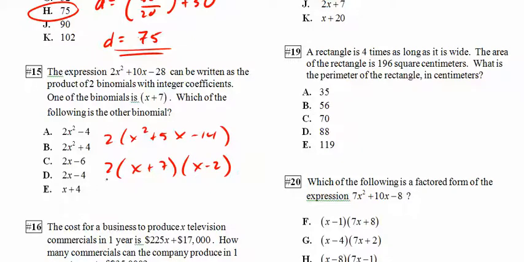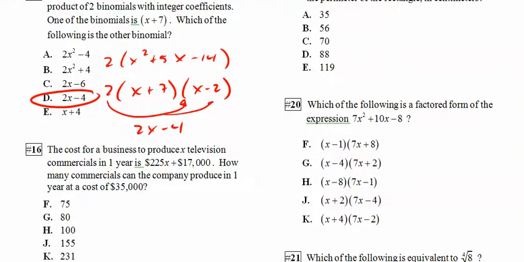So which of the following is the other binomial? Well, we got to multiply the 2 in, because I can't just throw it away. So it's 2x minus 4. And you can always go back and distribute that one to make sure you're happy with the answer.